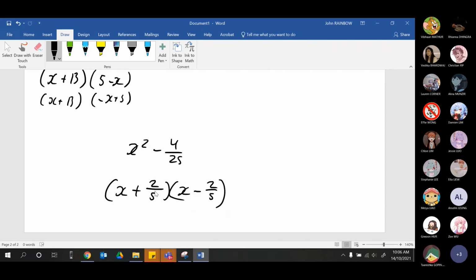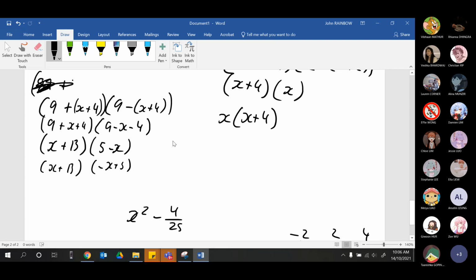Because when you times this by this, you're going to get negative 2 on 5 multiplied by 2 on 5. That's going to give you 4 on 25. And they will also cancel out. So that's another one. So I'm going to leave it there.